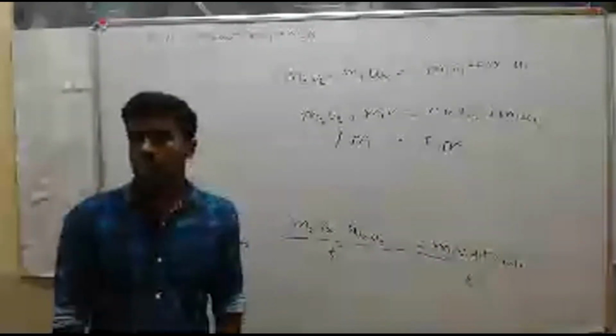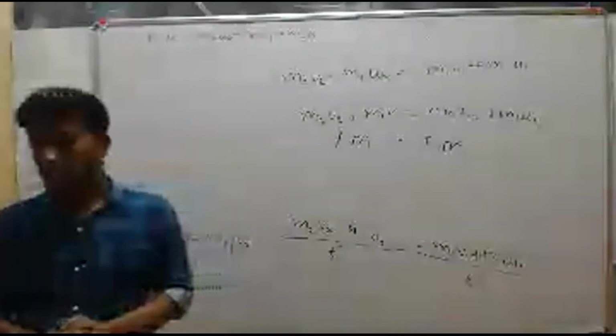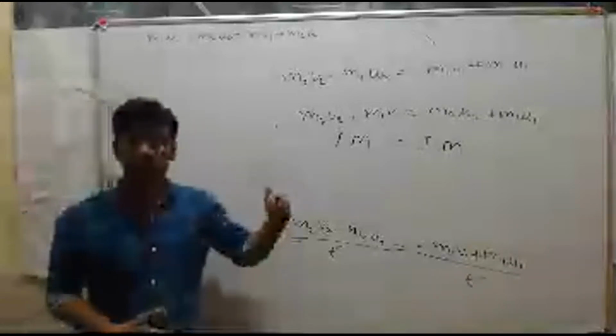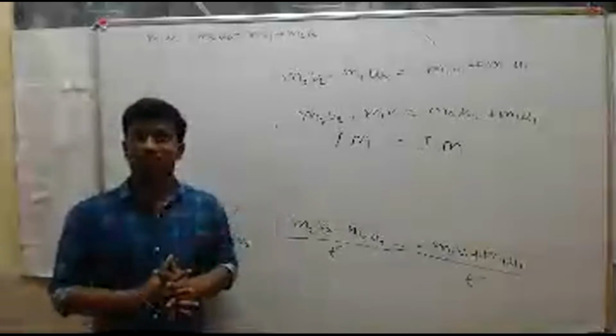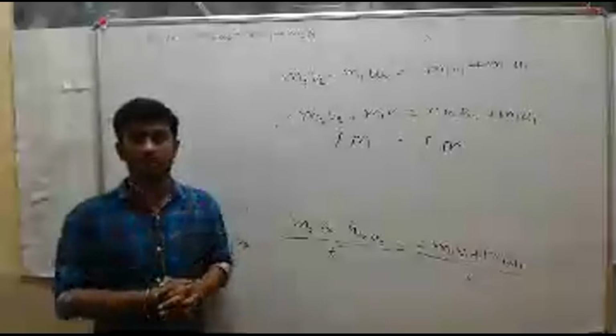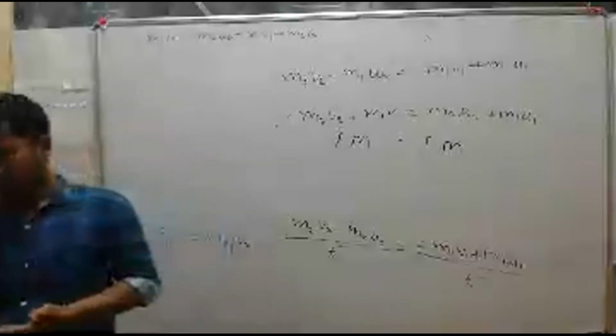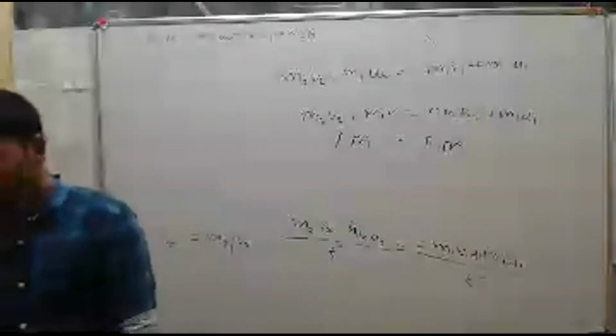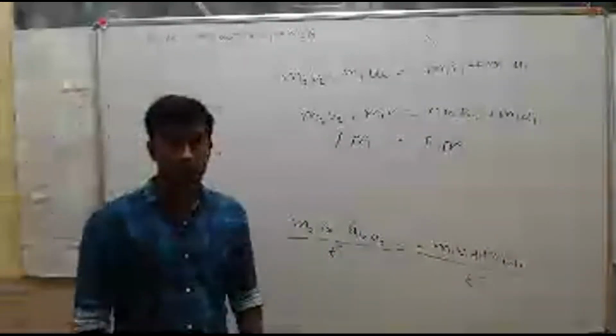So when do you say that momentum is conserved? When initial momentum is equal to the final momentum, then we can say that the momentum of that system, or the momentum of the objects, is conserved. So clear? Today I will stop here. Tomorrow we will discuss some problems using this formula.